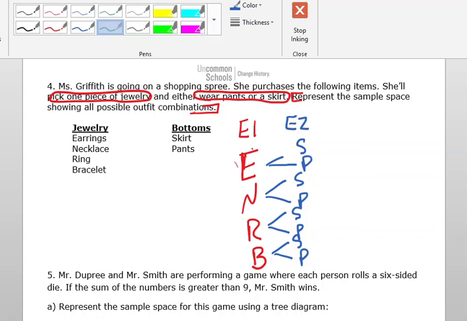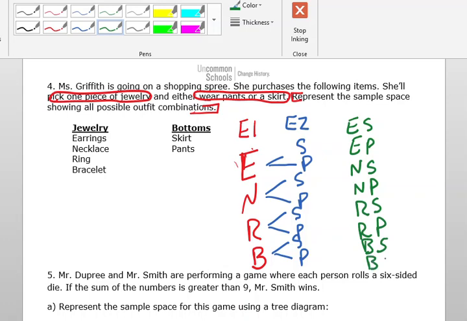And then I'll list out my events. Okay, we could do earrings and a skirt, earrings and pants, a necklace and a skirt, a necklace and pants, a ring and a skirt, a ring and pants, or a bracelet and a skirt, or a bracelet and pants. Okay, so that should be 1, 2, 3, 4, 5, 6, 7, 8 outcomes.